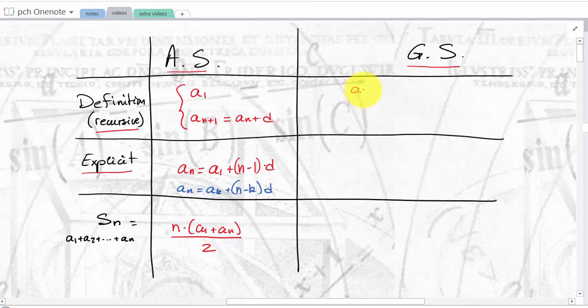For a geometric sequence, to go from one term to the next, you multiply by the common ratio. We call that r. That's the definition. What is the explicit formula? An equals a1 times r to the n minus 1. And you also have the other one in function of ak: an equals ak times r to the power of n minus k. Here again, the an in function of a1 is the more common.